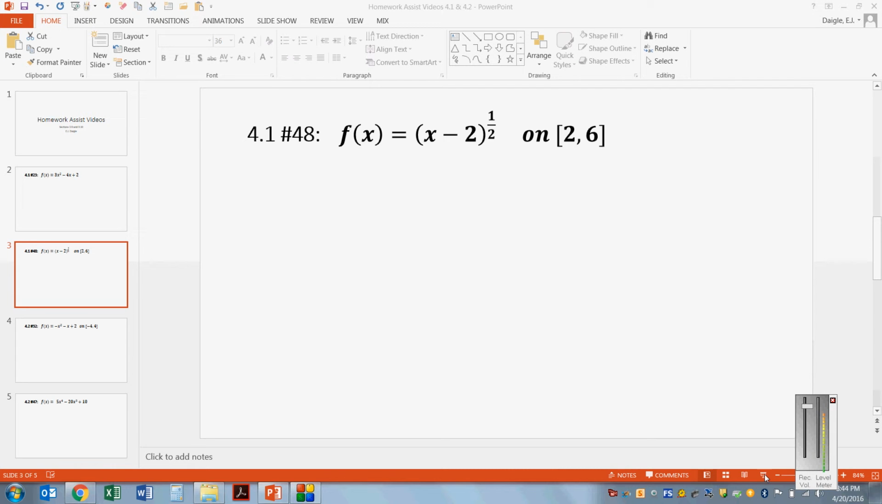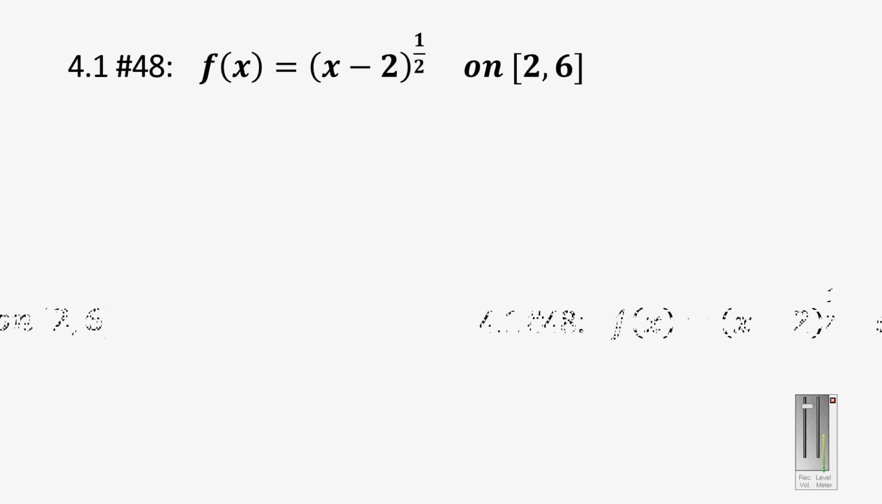All right, so for the next one, 4.1, number 48 here. They give us a function f of x, and they give us an interval that it's on, the interval 2, 6. And I'm looking at the directions here real quick. Find the critical points of f on the given interval. Determine the absolute extreme values of f on the given interval. Use a graphing utility to confirm your calculations. All right.